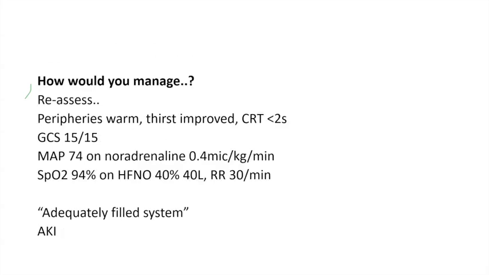The patient seems to be adequately volume resuscitated, but now he's being pushed into a renal impairment. So, reassessment is very, very important, as I always mention. Now, this patient has got warm peripheries, his thirst is improved, capillary refill time is acceptable, GCS remains at 15, MAP is maintained, but still with NORAD 0.4, and saturating fairly all right, but remains tachypneic. So the patient is having an adequately filled system, but is in AKI. So what are you going to do? Are you going to give him a session of dialysis?